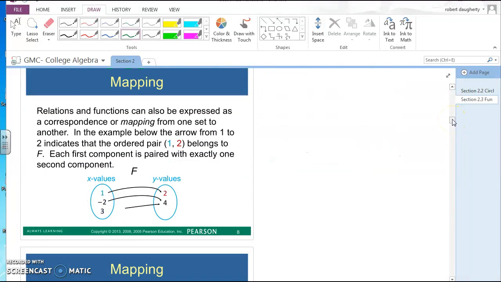Another way of looking at relations, we looked at it there with the sets or the ordered pairs, is to look at it in a mapping. So this mapping says, you see the circle on the left, these are all of my x values. On the right, these are all of my y values. What you see here is that the value of 1 gets mapped to 2. The value of -2 gets mapped to 4. The value of 3 gets mapped to 4. So every x value only gets one y value. So this is a function. So f is a function.